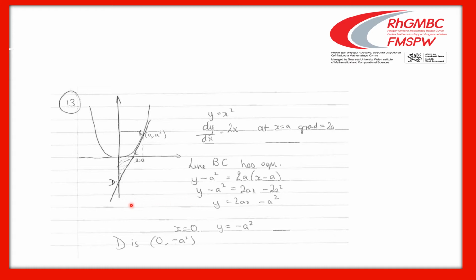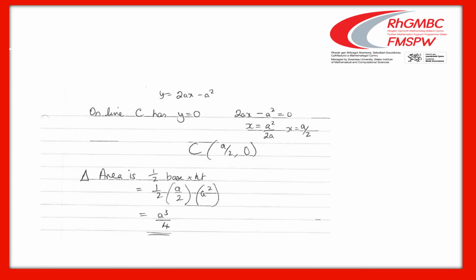D lies on the y-axis, so if we put x equals 0 into the equation of the tangent, we'll get y equals minus a squared, which also means then that the length of the line from O to D, the size of it, would be a squared.